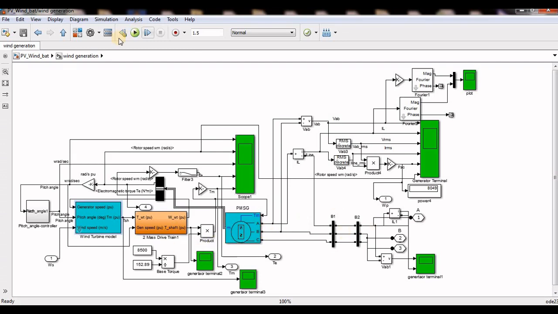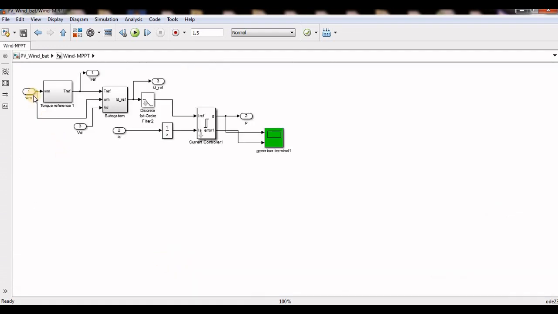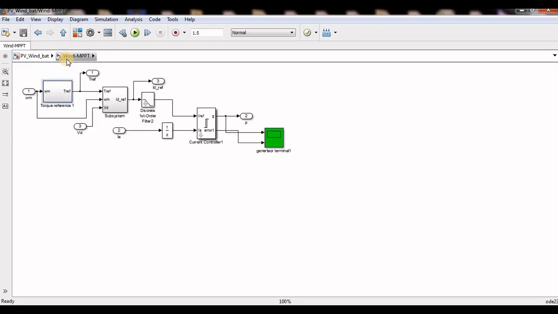After the PMSG I connected a diode rectifier and converted to DC, and after that I used one MPPT controller with a boost converter, and the controller depends on your torque. So I took the speed and calculated the reference torque by using this simple equation. I didn't consider some losses, J d omega by dt plus B omega; those losses I didn't consider, and I made it a simple controller. This is the CP value, simple torque reference.